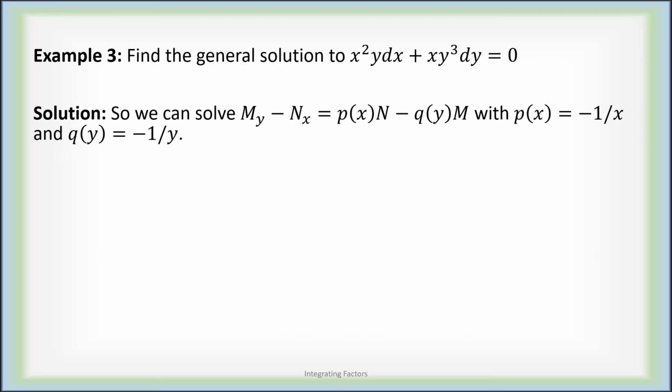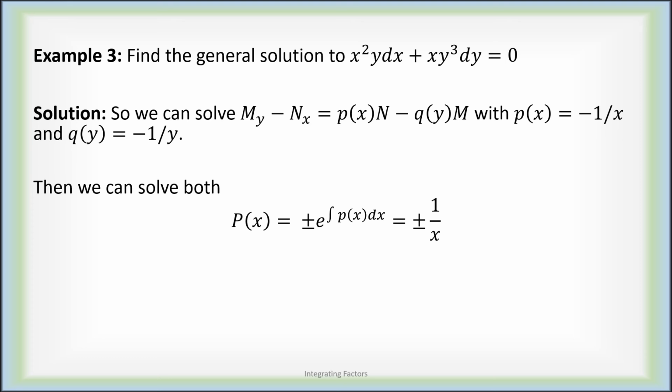So we were manually able to solve my minus nx is P of x n minus Q of y m by setting P of x to be -1 over x and Q of y to be -1 over y. And now we just solve for our capital P and capital Q like we did before. Capital P of x is plus or minus e to the integral of P of x. If P of x is -1 over x, its integral is just going to be negative log x. Call that log of 1 over x. E to the log of 1 over x is just 1 over x, and we still have this plus or minus. Similarly, Q of y is plus or minus 1 over y.